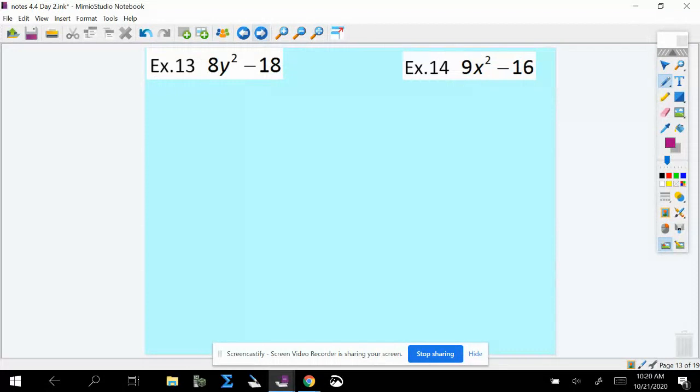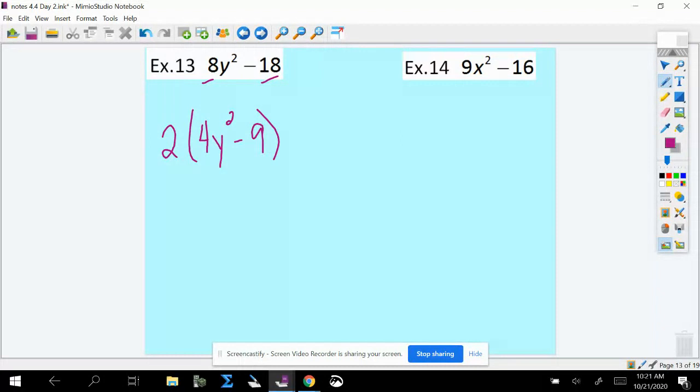You'll notice on the next one, you might notice right away, okay, it's subtraction, that's great. It's a y squared, that's great. 8 and 18 are not perfect squares. So if they are not perfect squares, you want to see if there's a GCF you can take out first. So for example, in 8 and 18, they're both divisible by 2. So we're going to take out a 2.